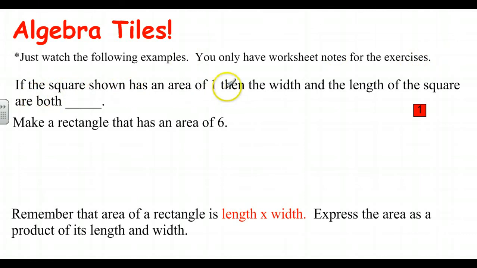So, if the square shown has an area of 1, then the width and the length of the square are both 1, right? Area is length times width. 1 times 1 is 1. Make a rectangle that has an area of 6.